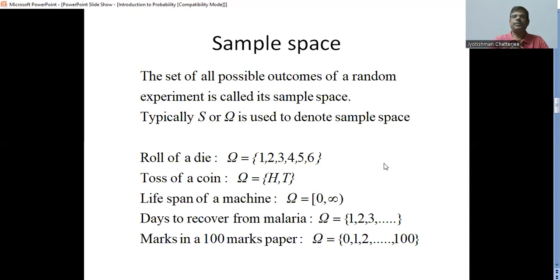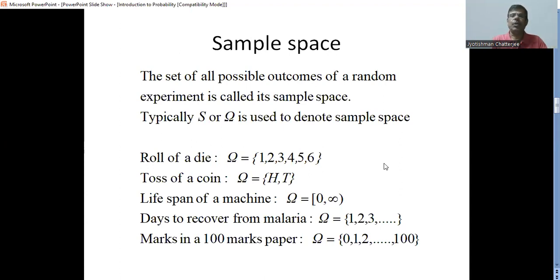Now comes sample space. Say, in a random experiment, the basic thing is we don't know the exact outcome until the experiment is performed. However, we know the set of possible outcomes of the random experiment. Say, for example, if we are rolling a die, we know the set of possible outcomes. It will be either 1 or 2 or 3 up to 6.